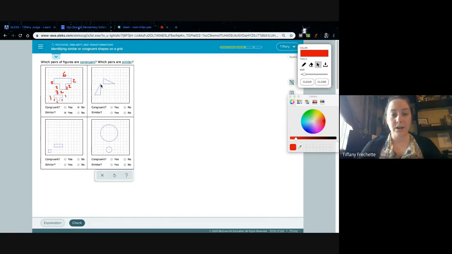These two triangles are congruent, it looks like. So I have a base of 2, a base of 2, and then 1, 2, 3, 4 tall, 1, 2, 3, 4 long. So those are in fact congruent, which makes them similar. All right. With this one, we have a rectangle and a square. So those are different shapes, so not congruent or similar. Circles, so we already talked about this. All circles are similar to each other, but they have to be the same size in order to be congruent, and those are different sizes. So check.